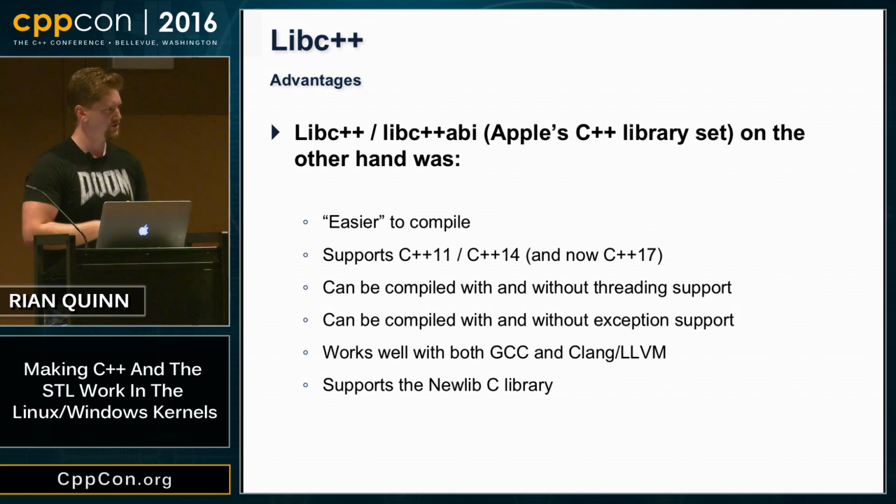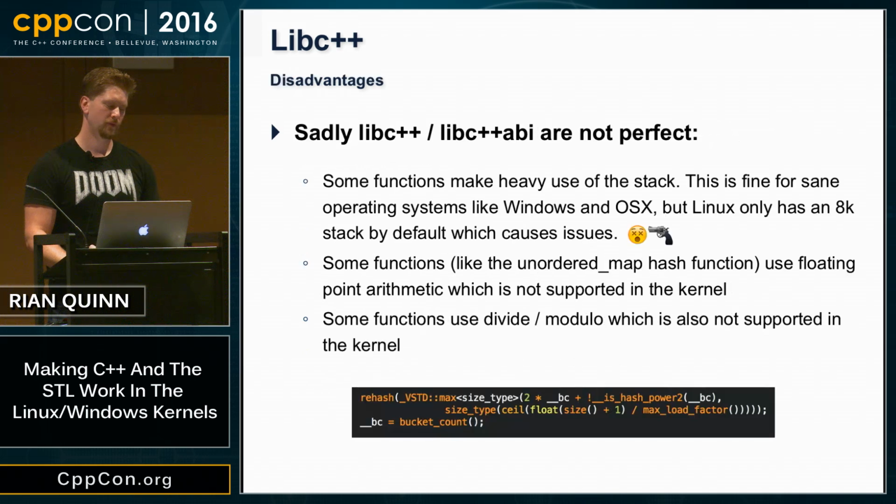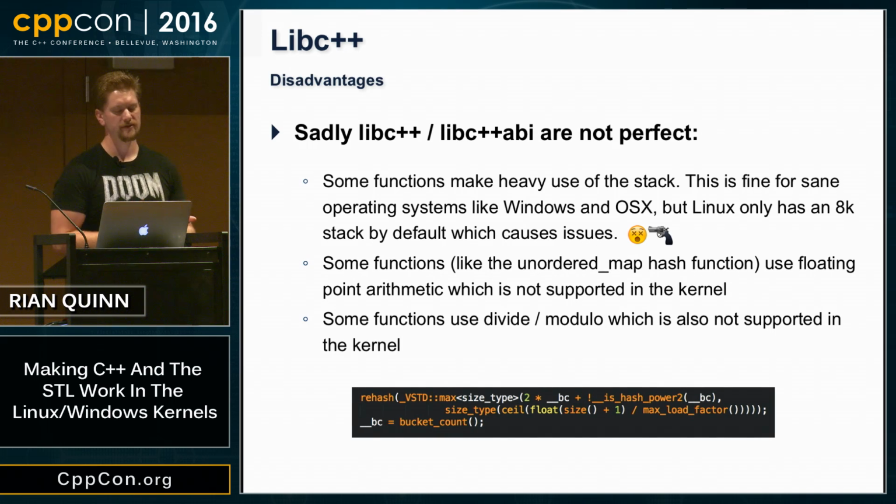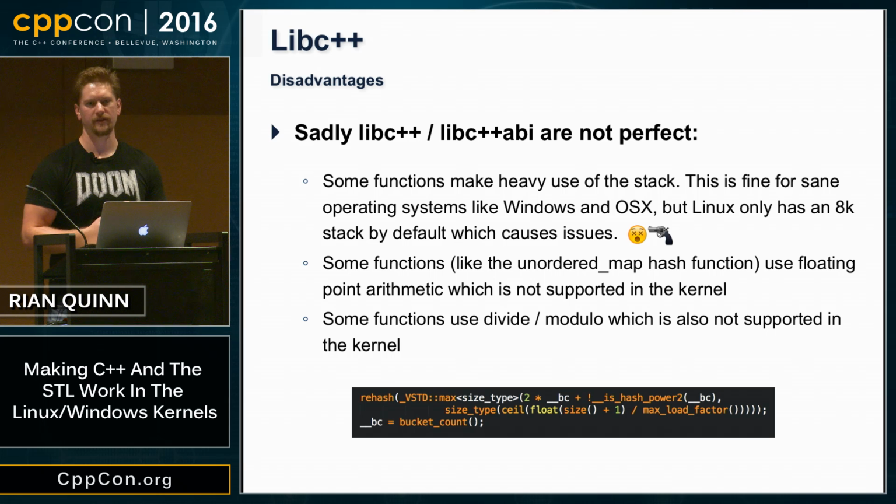And it works well with both GCC and Clang, which was a must since the time I was using GCC. And it works well with newlib, which was important because I really didn't want to write my own C library just to get this in there. There are some disadvantages. To start, there are some functions in libc++ that are kind of stack heavy. And in the kernel, especially in the Linux kernel, which is insane with an 8K stack, some of this stuff can cause a problem. We do have a workaround for it. It's an ugly one, but it works.